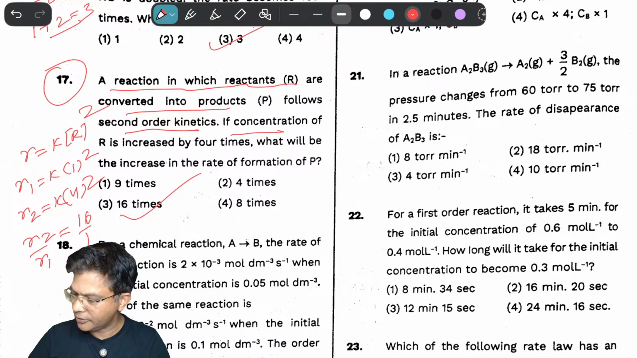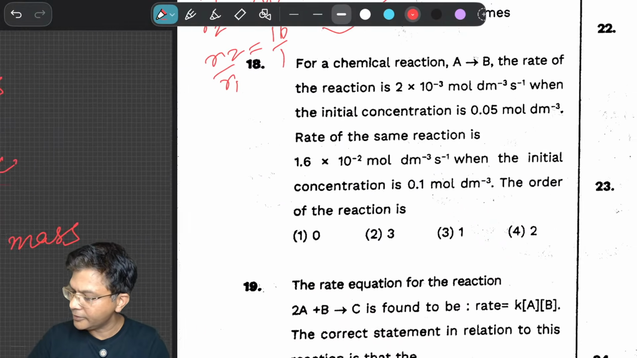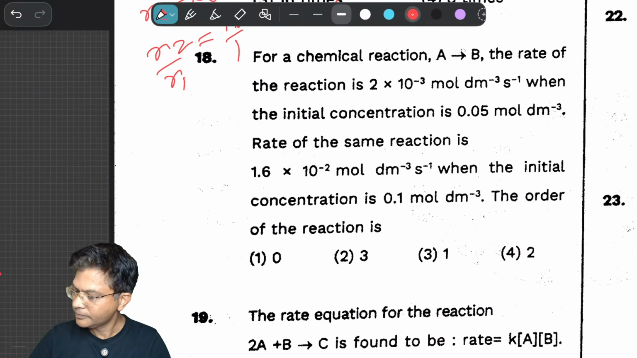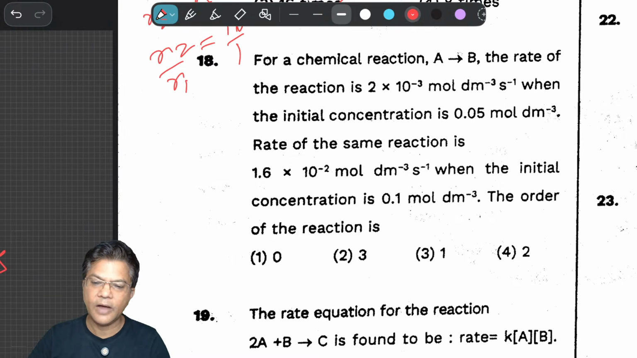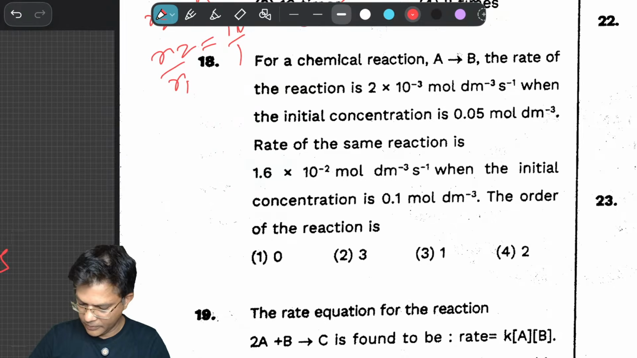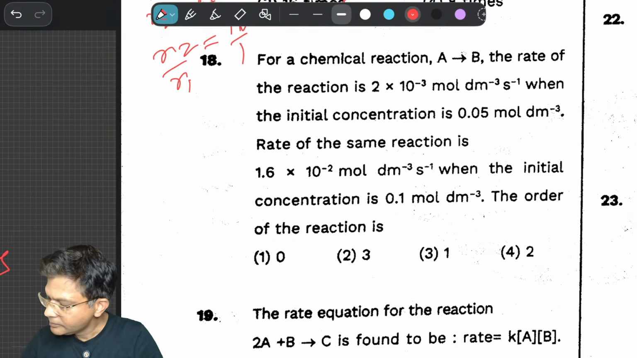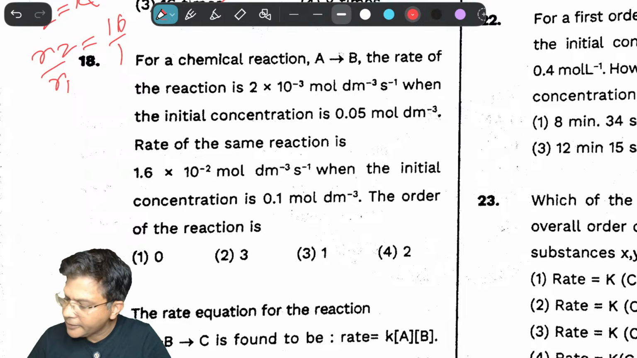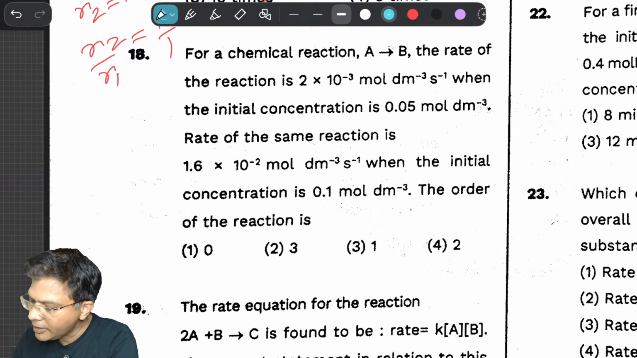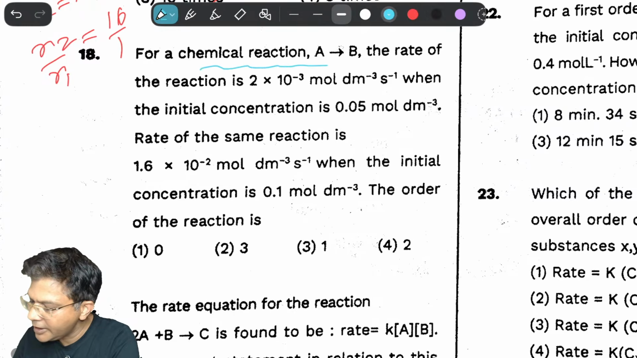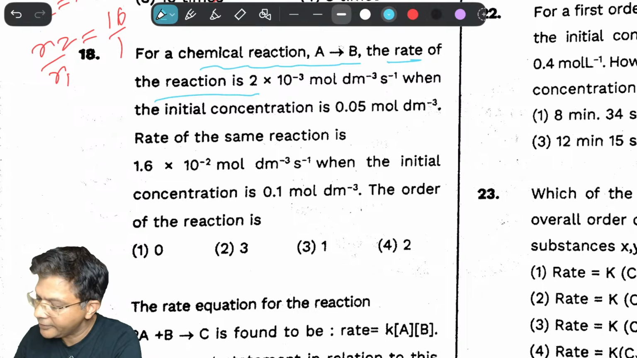Now next question on your screen. Question number 18. Just see to it. Do it quick. I want to see the reply quickly. Now what are they writing? For a chemical reaction A to B, the rate of reaction is this. Okay, rate they have given. When the initial concentration is this, the rate of the same reaction is this.